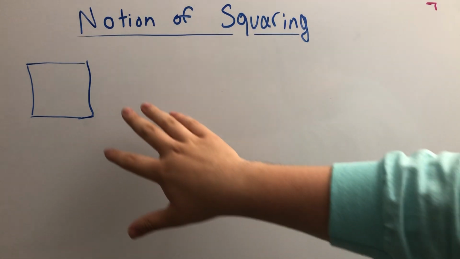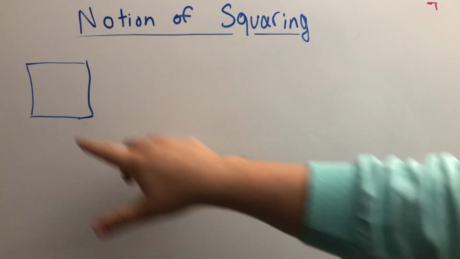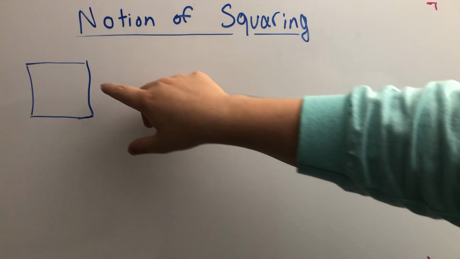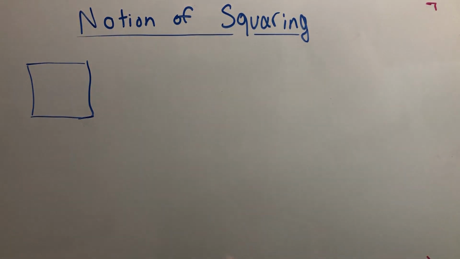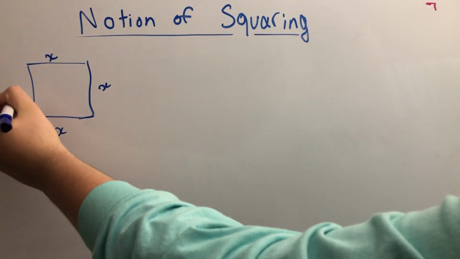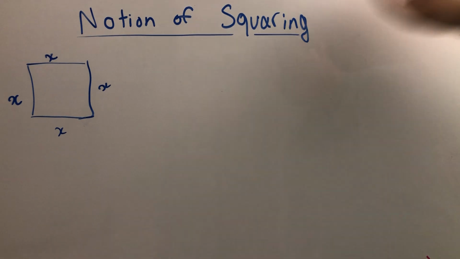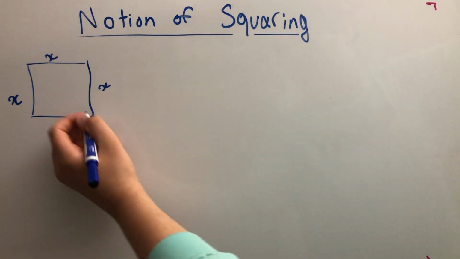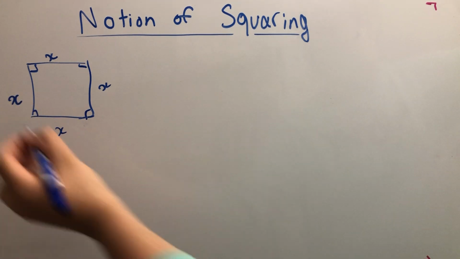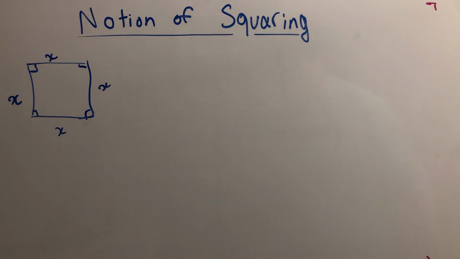So assume this is a square. What do we know about squares? Well, we know that all the sides are the same length. And we also know that all the angles are right angles. The angles don't really matter to us for the moment, but it's good to know that they're there.